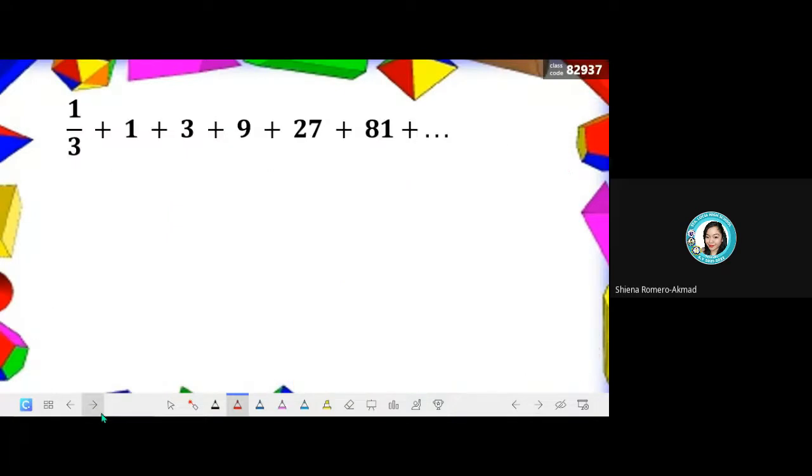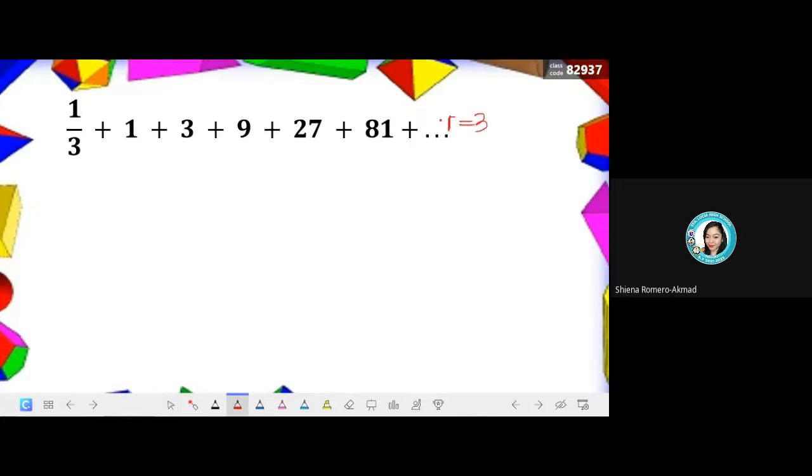So, let us have an example. We have here 1 third, 1, 3, 9, 27, and 81. Sa tingin ninyo, ano yung ratio nito? What do you think is the ratio? Anyone? Who knows the ratio of this? 3 po, ma'am. 3, correct. So the ratio of this sequence is 3.